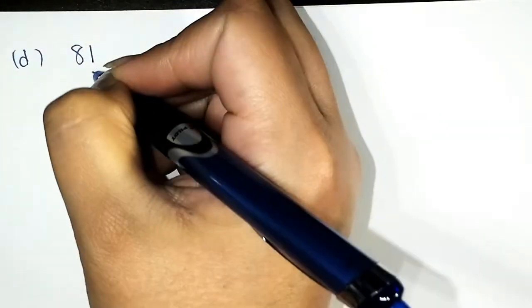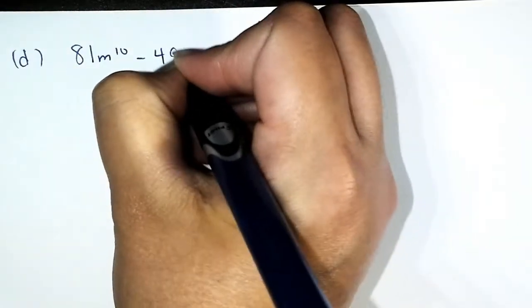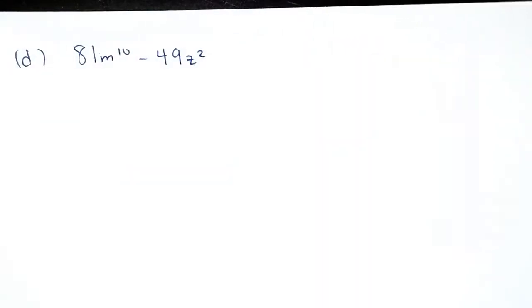Problem D. Okay. Problem D. We have 81 times m to the 10th power minus 49z squared. Fantastic.